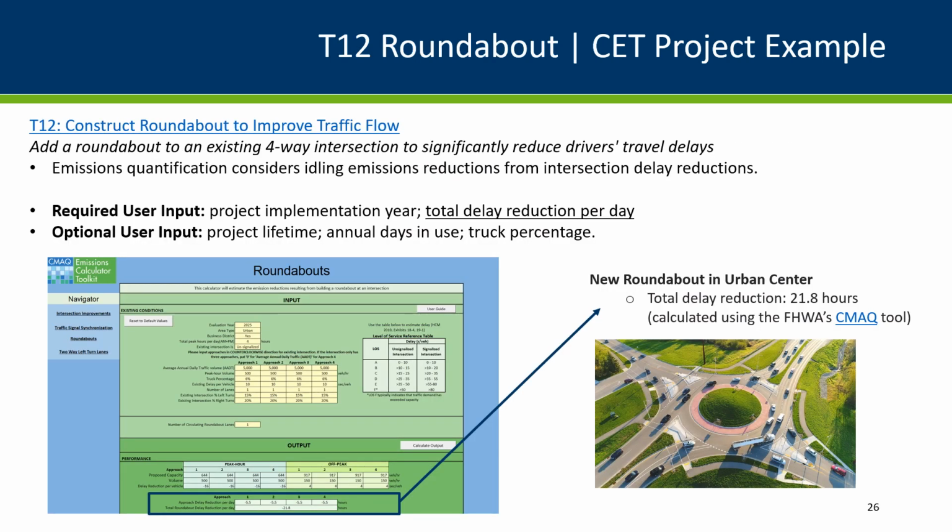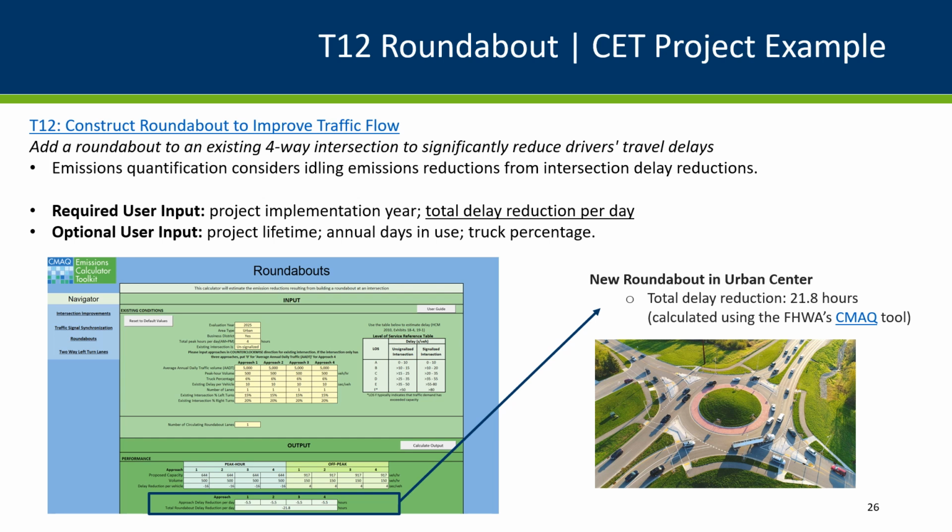Our next example project type is T12 for roundabout projects. As mentioned earlier, this project type takes advantage of FHWA's CMAQ calculator tool. This calculator tool can be used for any project which adds a roundabout to an existing 3- or 4-way intersection, which will significantly reduce drivers' travel delays. As inputs, the calculator requires several details about each approach direction, which are then used to calculate the total delay reduction per day. Using Minnesota-specific emission factors, the CET then converts that delay reduction into an emission reduction.